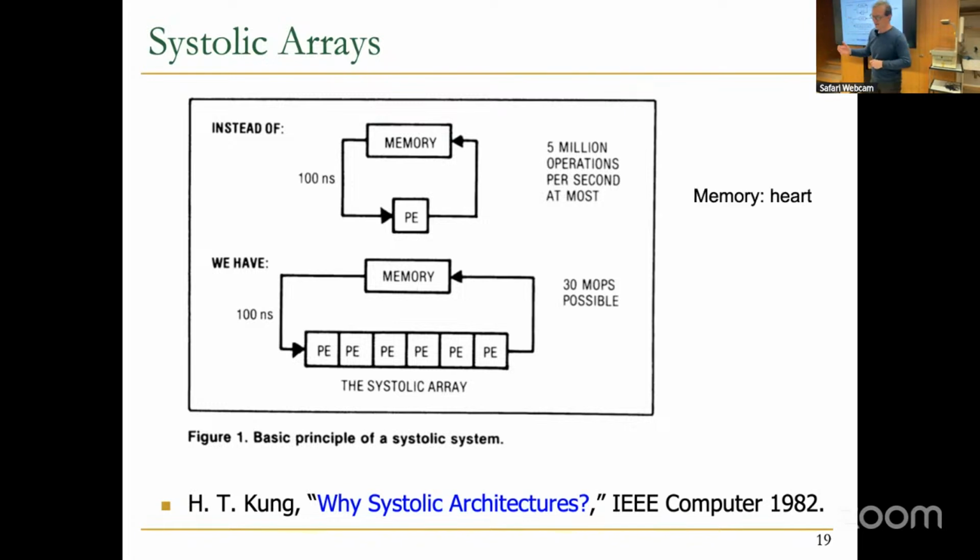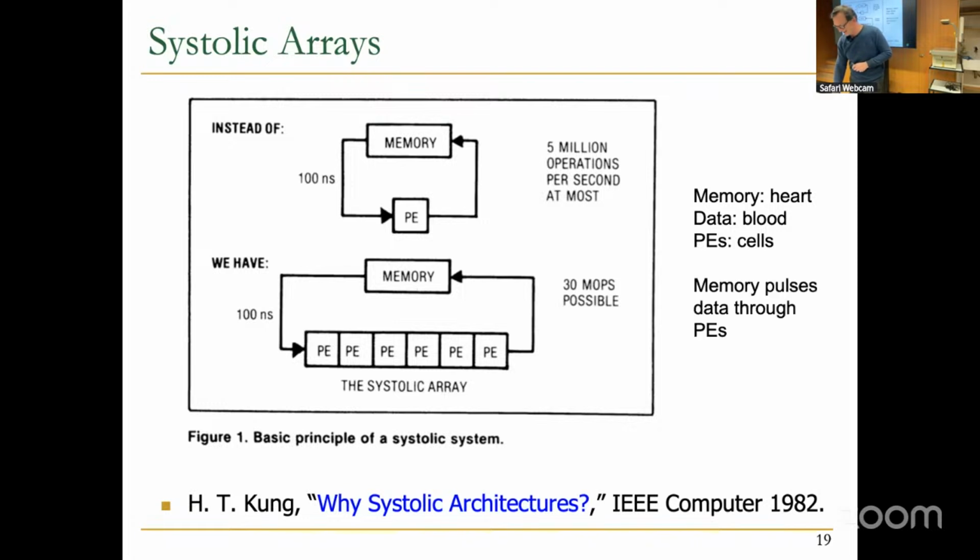Okay, so why systolic, basically? You can think of the memory as the heart. And you can think of the data as the blood. And you can think of the processing elements as the cells. And memory essentially pulses data through the processing elements, right? And this is how he motivates it also.